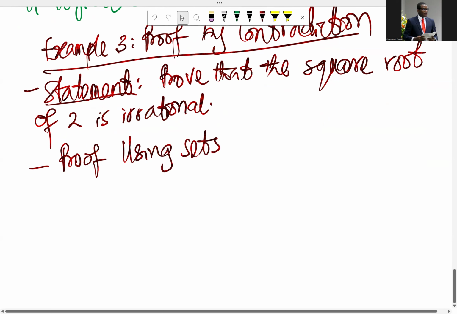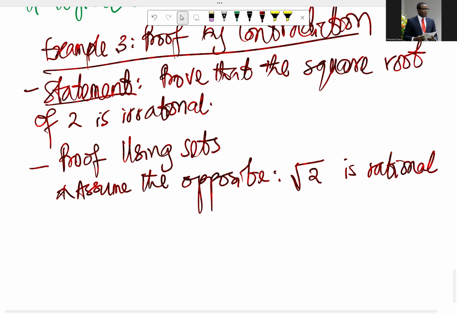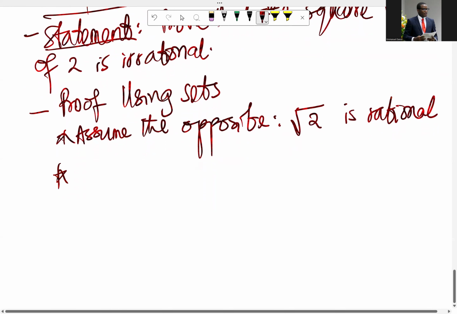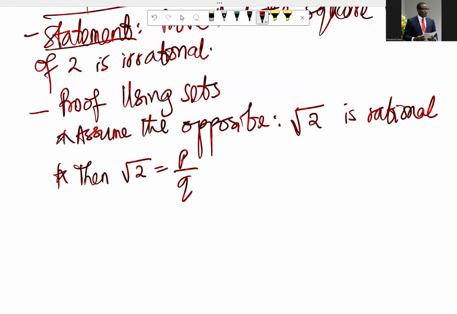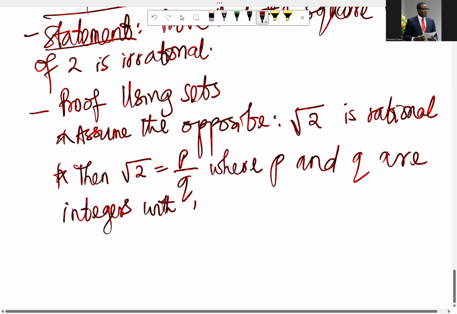Here, we assume the opposite, since we are proving by contradiction. That means we are saying that the square root of 2 is rational. Normally we are to prove that it is irrational, but we are assuming the opposite. If it is rational, then the square root of 2 is p over q, because a rational number is the ratio of two integers. So root 2 equals p over q, where p and q are integers with no common factors.